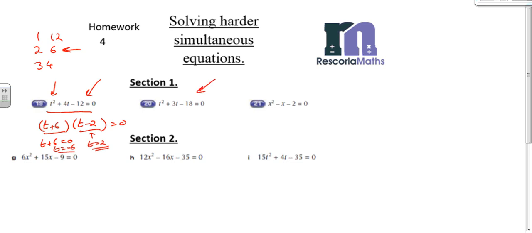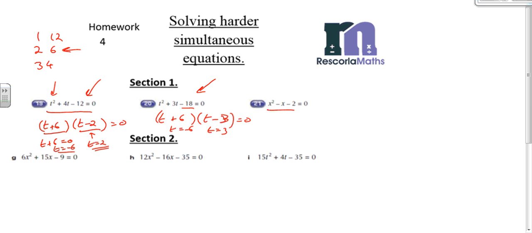Next question. So you've got t and t, and then two things that multiply together to make 18 and add together to make 3. So that's going to be plus 6, minus 3. So you're going to have t equals minus 6 and t equals 3.